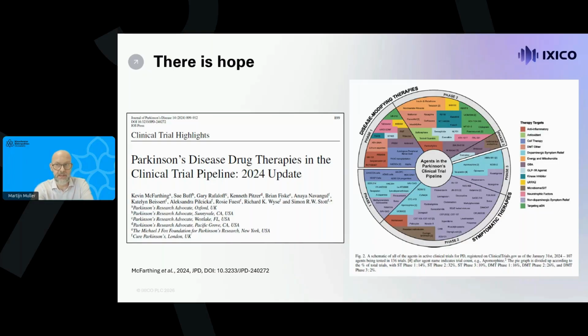development pipeline. This group, led by Kevin McFarthing et al., showed that multiple approaches are being explored, including therapies targeting alpha-synuclein, lysosomal dysfunction, inflammation, mitochondrial pathways, and genetic forms of the disease. This creates both opportunity and urgency for improved biomarkers. If we can go to the next slide.